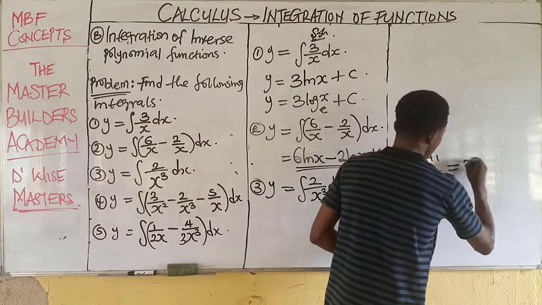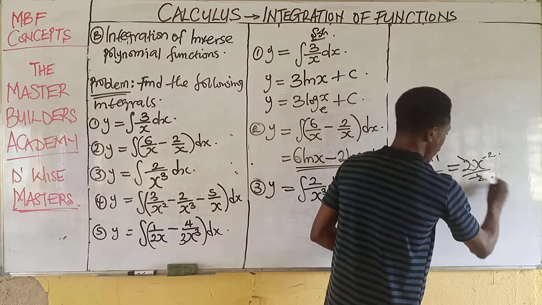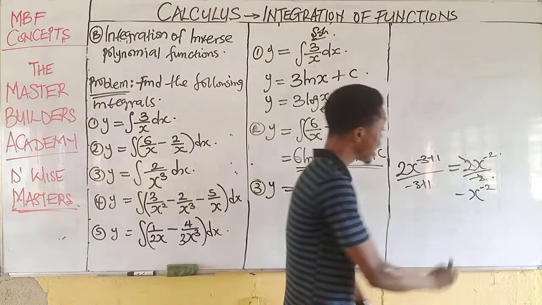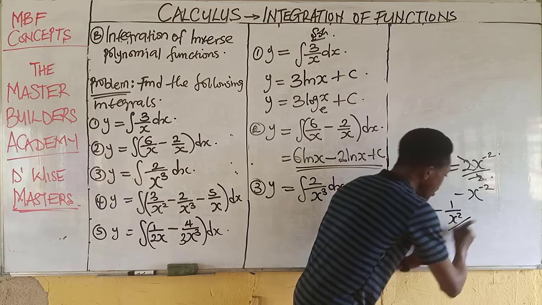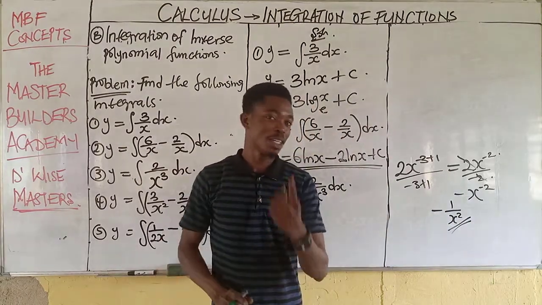Automatically, this would have given us 2 raised to power x raised to power minus 2 over negative 2. And this would have given us negative x raised to power minus 2. And we cannot leave our answer this way. This will give us negative 1 over x raised to power 2. This is the answer to this. You see, this is very lengthy. I want to teach you only one step to get this answer.